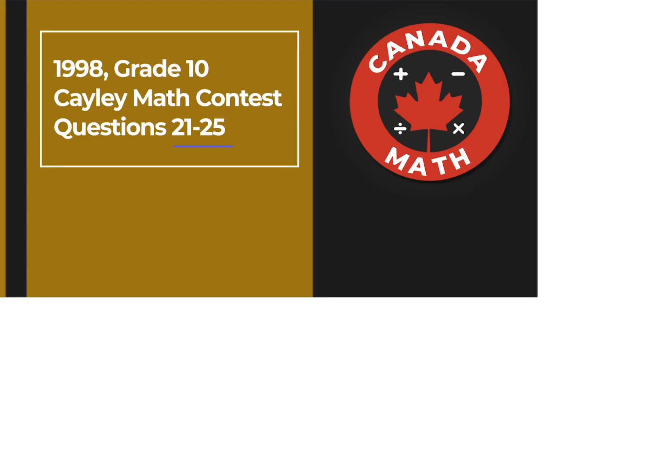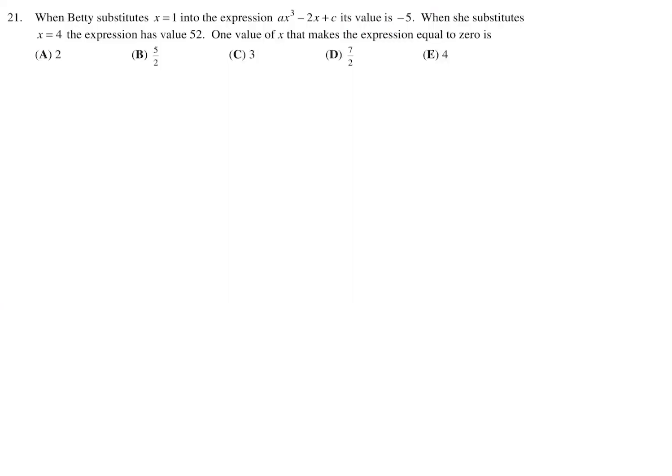Questions 21 to 25 of the 1998 Grade 10 Cayley Math Contest is what I will discuss in this video. When Betty substitutes x equal to 1 into the expression ax cubed minus 2x plus c, its value is negative 5. When she substitutes x equals 4, the expression has a value of 52. One value of x that makes the expression equal to 0 is.